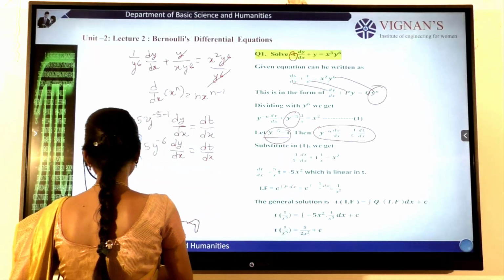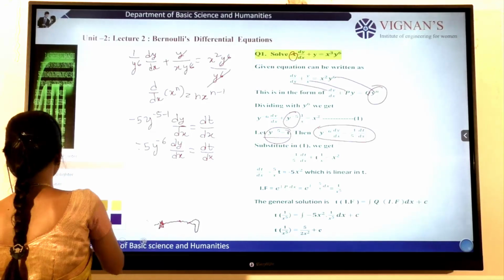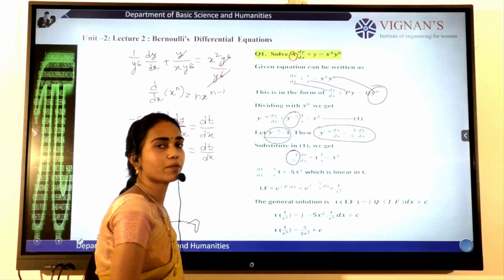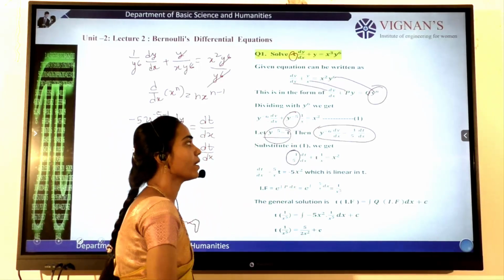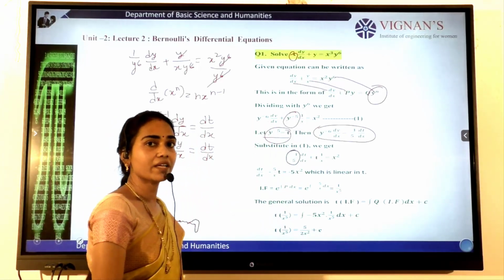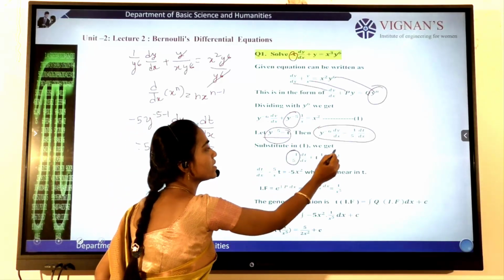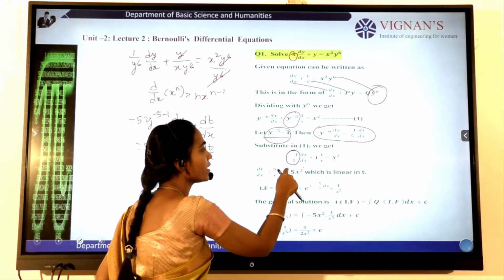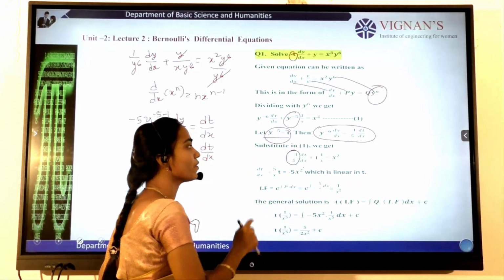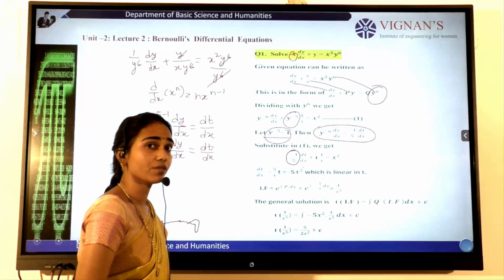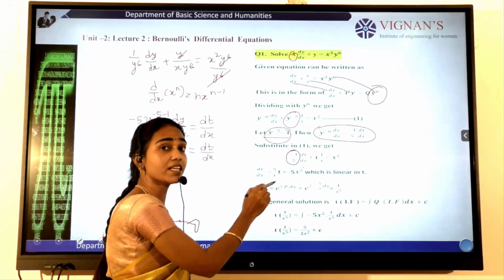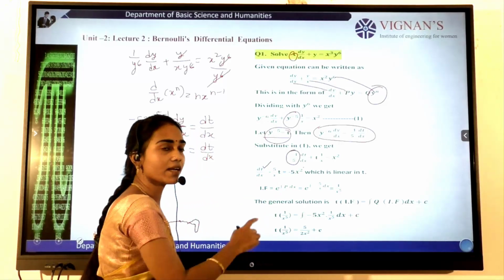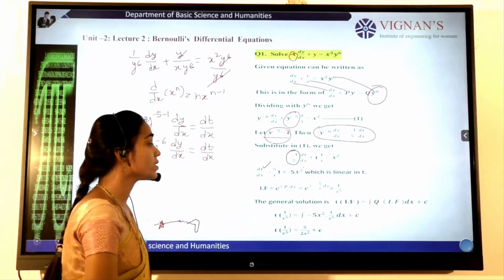So what is our extra term? Here we have an extra term minus 1 by 5. We have to multiply with minus 5 to eliminate this minus 1 by 5. So let us multiply this equation with minus 5. It becomes dt by dx minus 5 by x into t is equal to minus 5x square, which is a linear equation, right? But it is a linear equation in which variable? It is a linear equation in the variable t. This is the dependent variable, so it is linear in t.